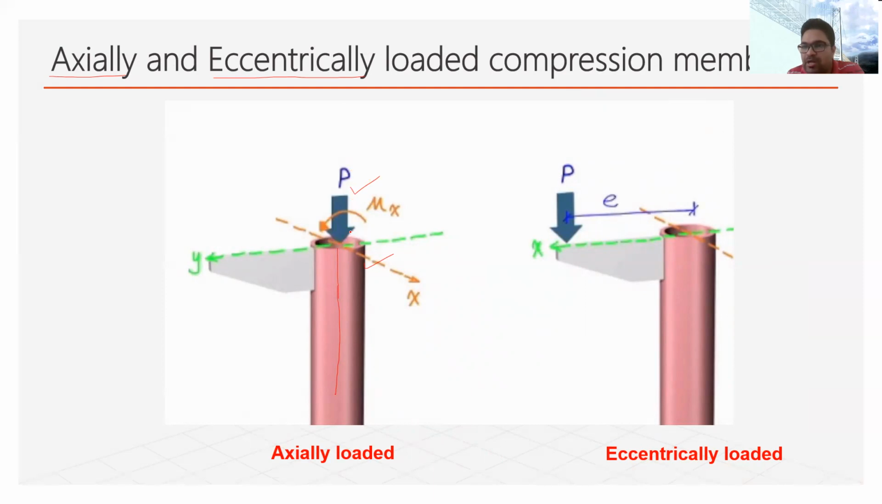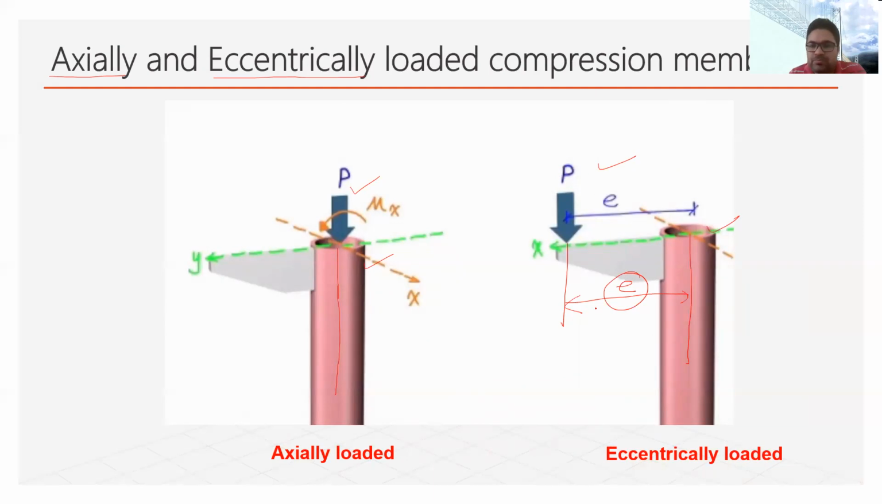Similarly, if it is not happening, like in the second diagram, you can see the line of action of this force is here, while the centroidal or longitudinal axis of this member is passing like this. So there is a distance between the line of action and the centroidal longitudinal axis, and this distance is e. This e is called the eccentricity. The larger the eccentricity, the more the load carrying capacity of the member will decrease. If the value of e is small, then the load carrying capacity of the member will be higher.